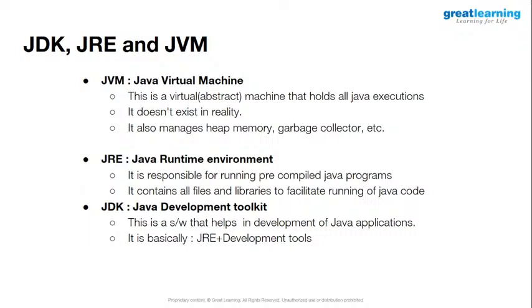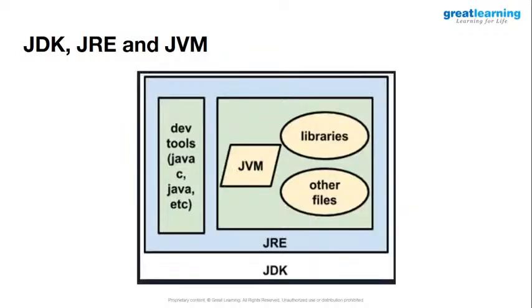Now what is JRE? JRE means Java Runtime Environment. It provides us the environment for running our pre-compiled Java programs. It contains all files and libraries to facilitate running the Java code. This is the one that is responsible for running our code. You see this image again, this JVM is nothing, it's an abstract thing for executing our programs. JRE provides a runtime environment.